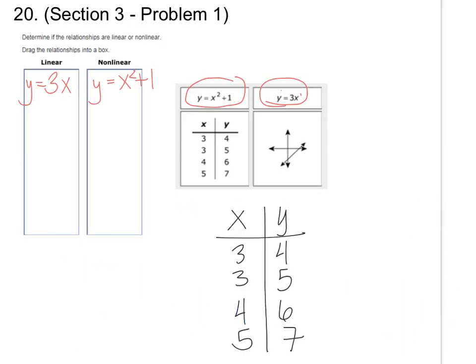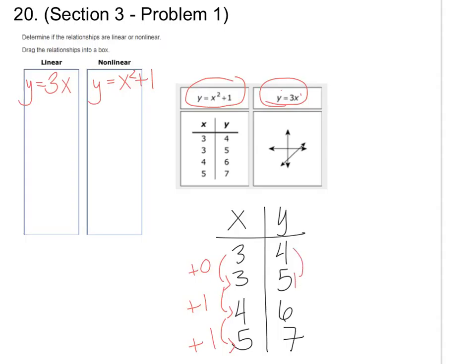So now if I look at the table, to find a linear relationship from a table, you're looking for a constant change in the x values and a constant change in the y. So if I look at how my x values are changing, to go from 3 to 3, you add 0. To go from 3 to 4, you add 1, and to go from 4 to 5, you add 1. That is not a constant change. I'm adding 0, I'm adding 1, I'm adding 1.